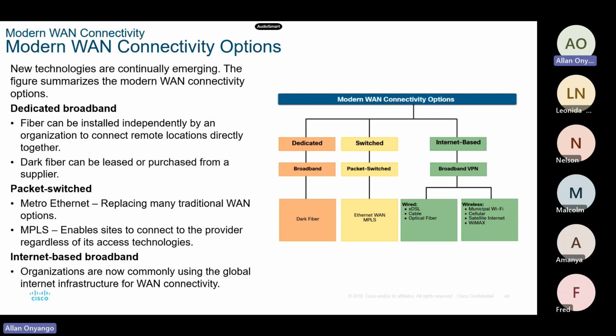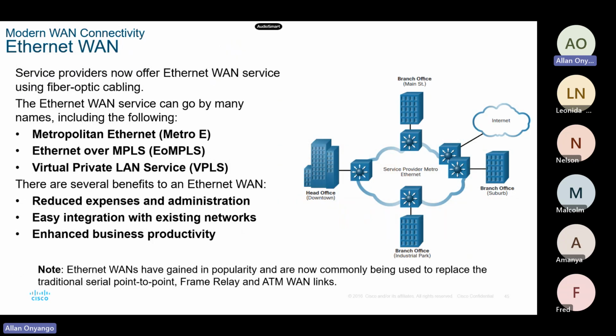Now, the dedicated broadband fiber normally is installed independently by an organization, and this is used to connect remote locations. A very good example is the dark fiber, which you can either lease or purchase from the supplier. The packet switched networks have replaced most of the traditional WAN networks, and the MPLS basically enables sites to connect to the provider regardless of their technology. The internet-based solutions are now very ubiquitous and very common, using the global internet infrastructure for the WAN connectivity option.